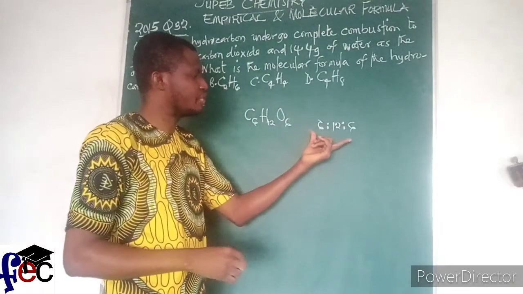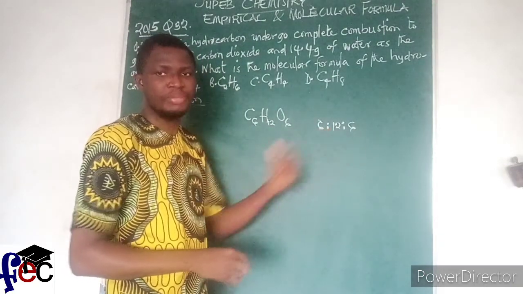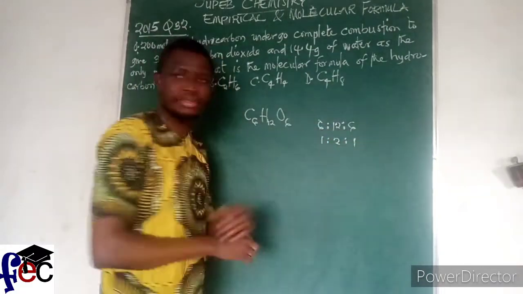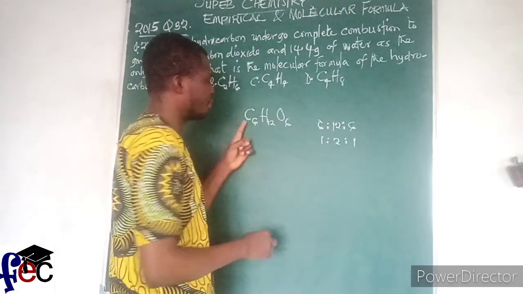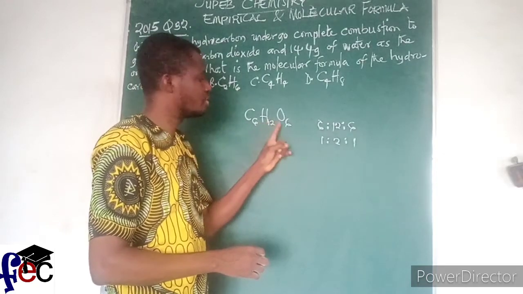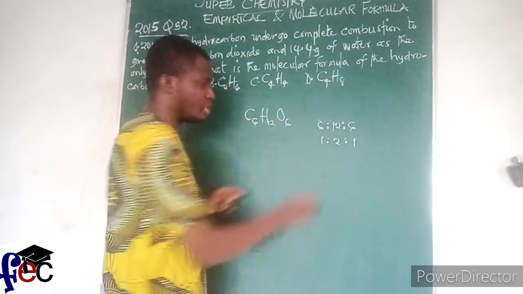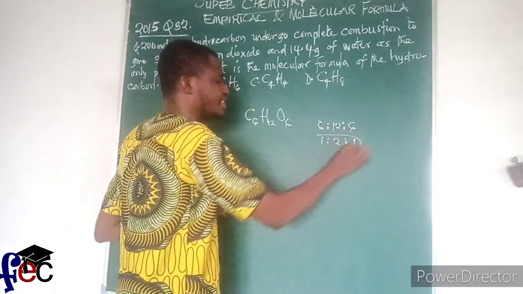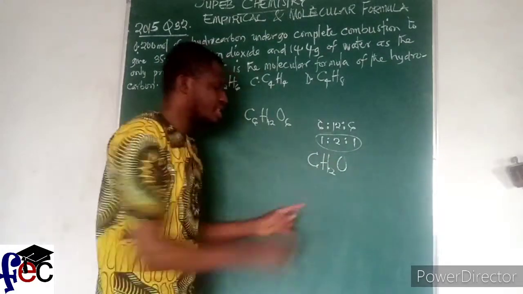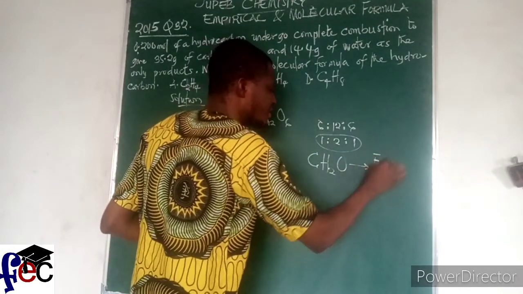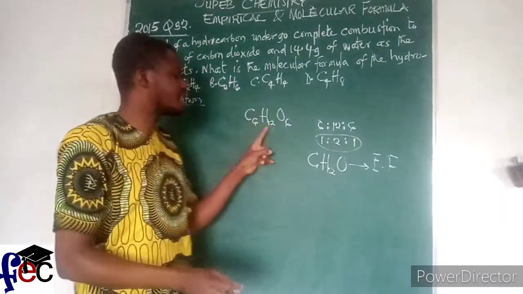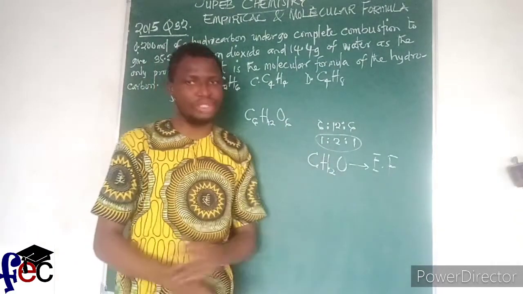And if we decide to divide through by 6, what do we have? We have 1 to 2 to 1. This will imply that for every 1 carbon, we have 2 hydrogen atoms to 1 oxygen atom. So if I can get a formula that reflects this ratio, it is going to be CH2O. This CH2O is referred to as the empirical formula, while this C6H12O6 is referred to as the molecular formula.